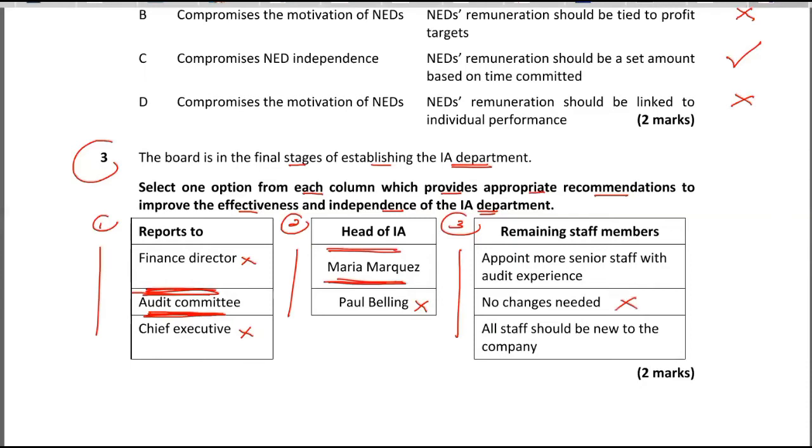So this is not good. All staff should be new. No, because there should be some staff who have existing know-how of the company. Appoint more senior staff with audit experience. Yes. So we have choose these 3. 1, 2, 3, because we were required to select one option from each column.